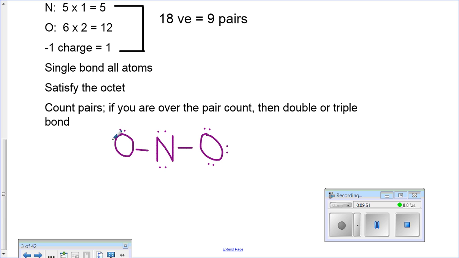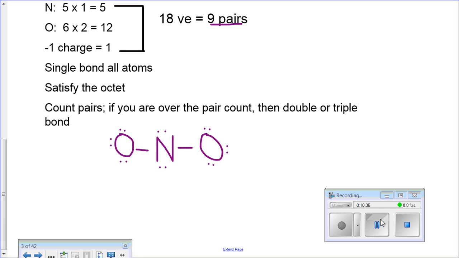And if you were paying attention on the O3, you're going to see that the nitrite, the NO2 minus, is very similar to that. Okay, so now each atom has 8 valence electrons around it. But if I do my pair count, I have 1, 2, 3, 4 pairs, 5, 6, 7, 8, 9, 10. I'm at 10 pairs, and I can only have 9. Each atom still has to have an octet, so I can't just get rid of a pair and say I'm at 9 pairs. I've got to do something else. So if I'm over my pair count, then double or triple bond.